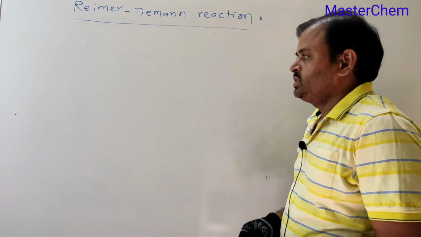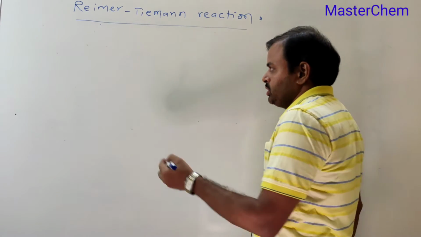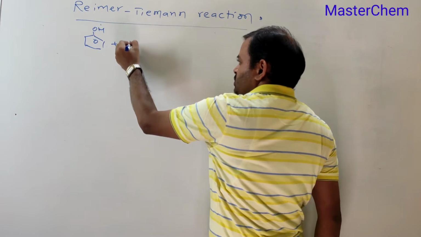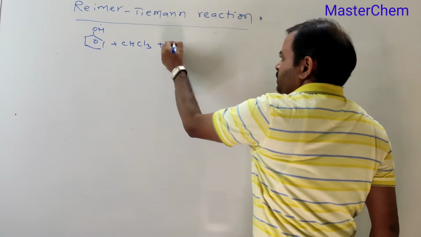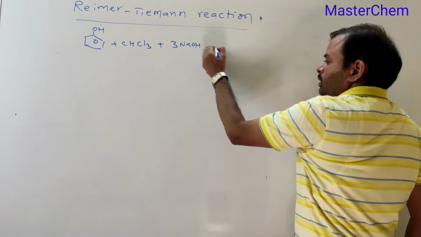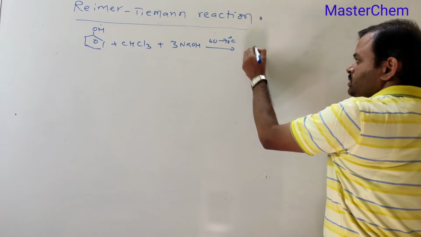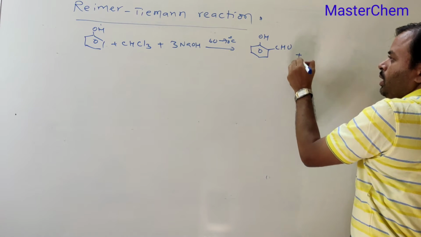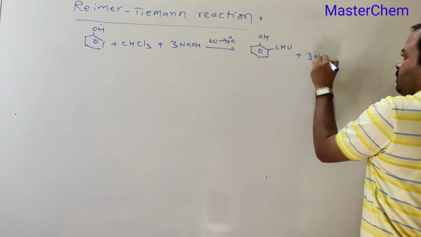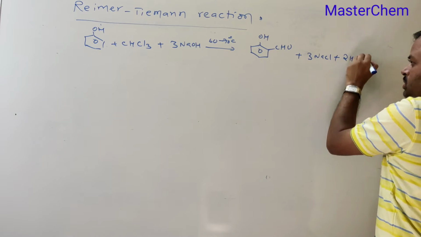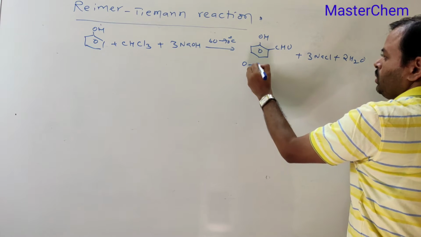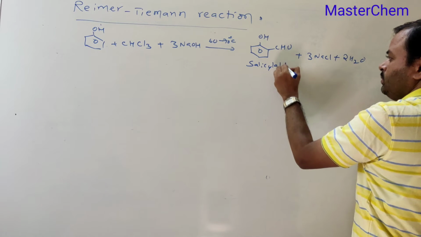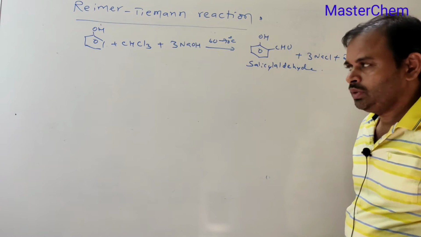Let us discuss the mechanism of the Reimer-Tiemann reaction. First, what is the reaction? Phenol with CHCl3, NaOH, heated to 60 to 70 degrees centigrade. As the main product is ortho-hydroxybenzaldehyde, I am mentioning only one product now, ortho-hydroxybenzaldehyde or salicylaldehyde. This is the main product.